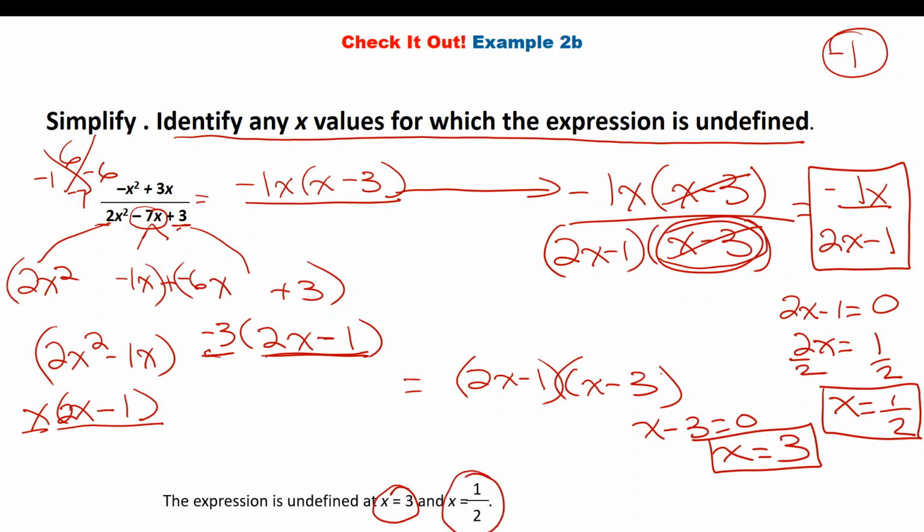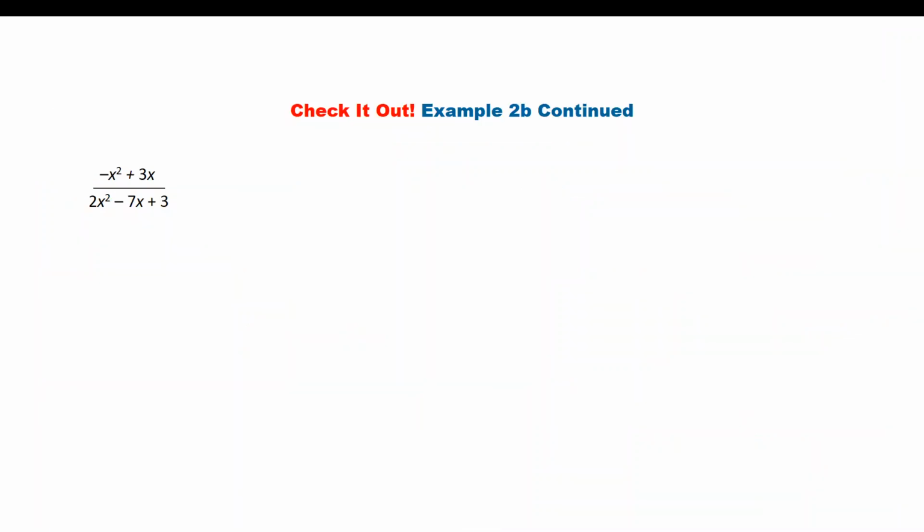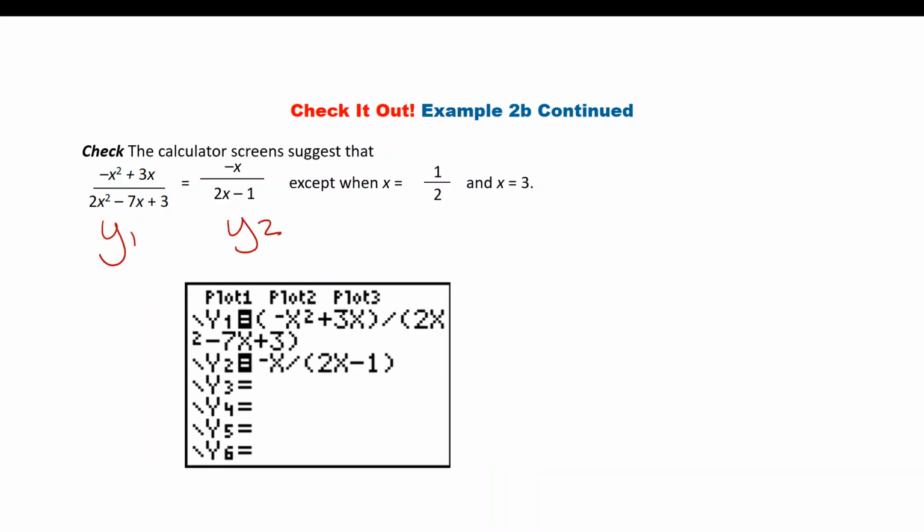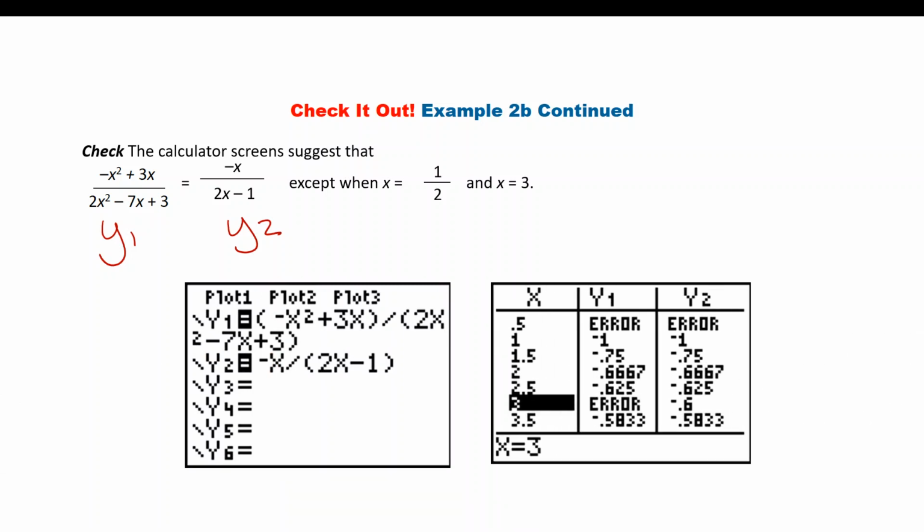And the fortunate thing about math is we can always check to see if we did things right. So let's do that. In this one, you could easily just put it into your calculator. Let's go ahead and put in this as y1 and this as y2. And when we put those in there and we look at our table, we see when x is 0.5, which is 1/2, we get an error. And when x is 3, we also get an error. So we can see that both of those give us errors so that we know we did our problem correct.